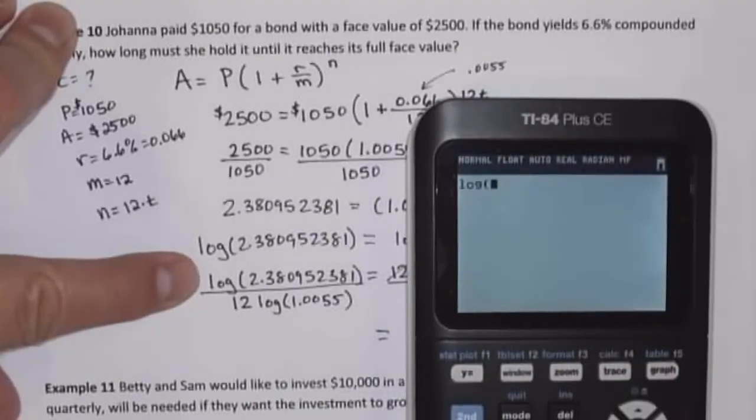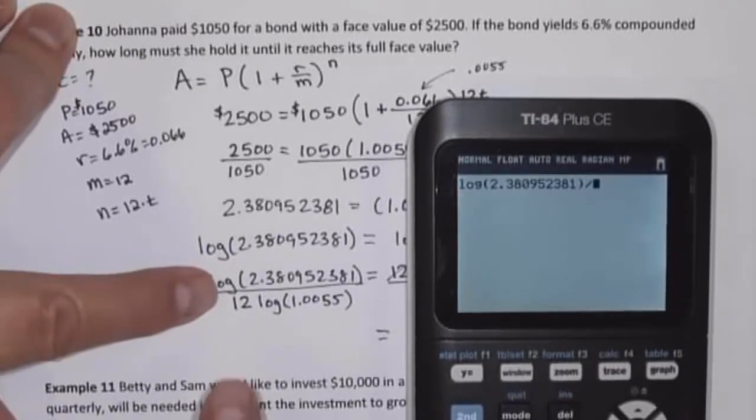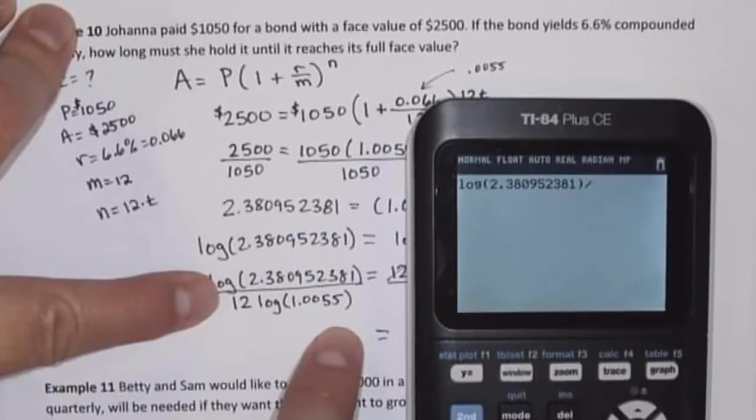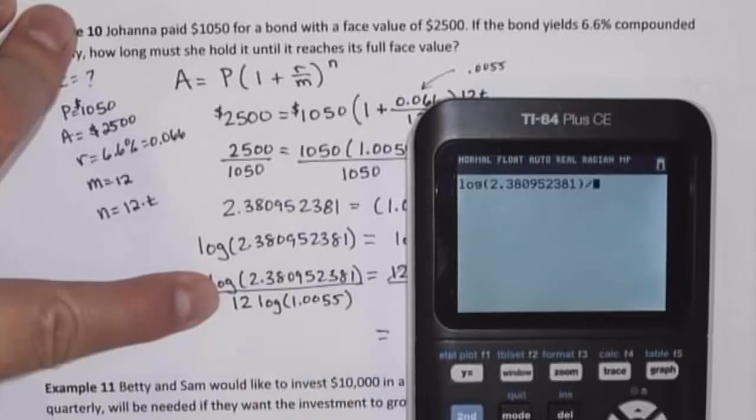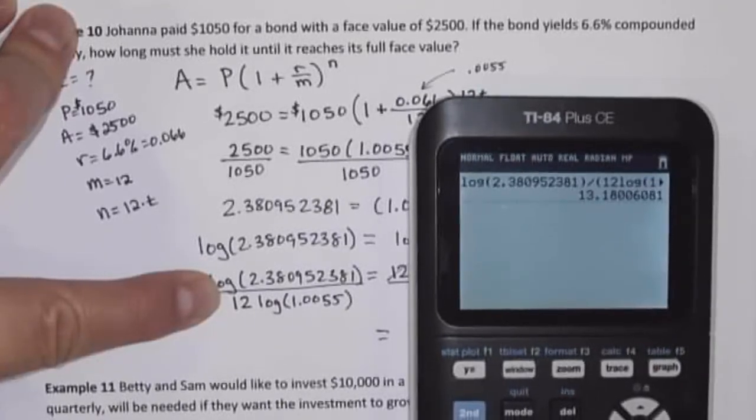So I'm going to take the log of 2.380952381, close the parenthesis on that log, and I'm going to divide that by 12 times the log of 1.0055. Now again, that's a weird number, and I got to put that whole weird number in parentheses. So 12 times the log of 1.0055, close the log parenthesis, close the parenthesis that started there in front of the 12, and that is 13.18.